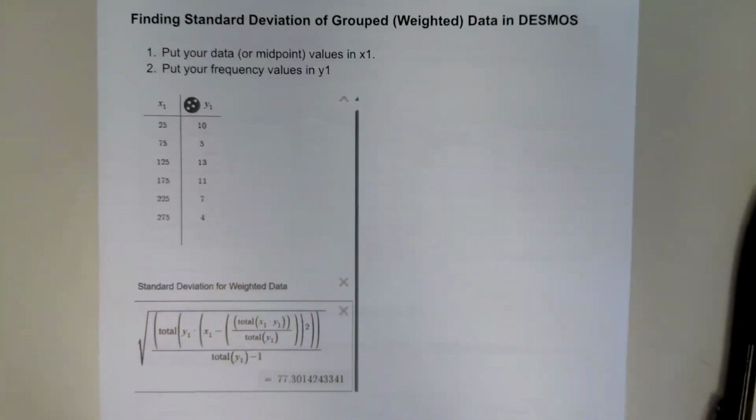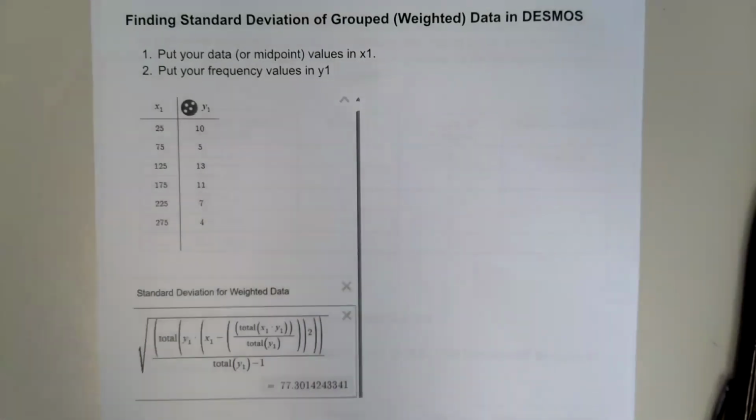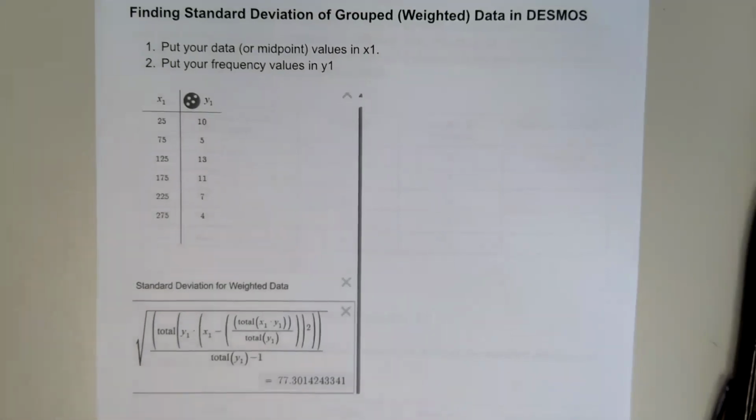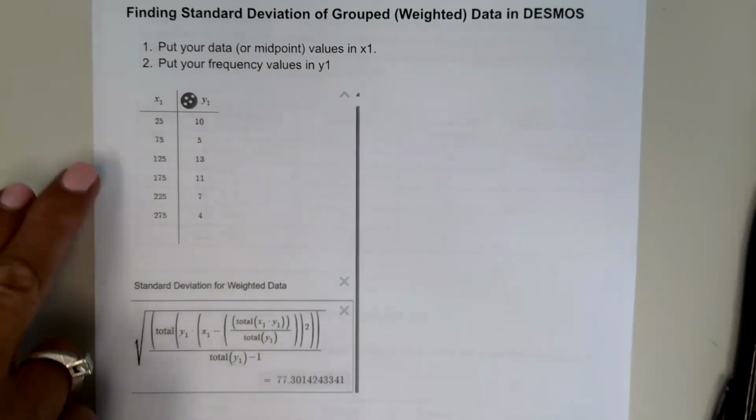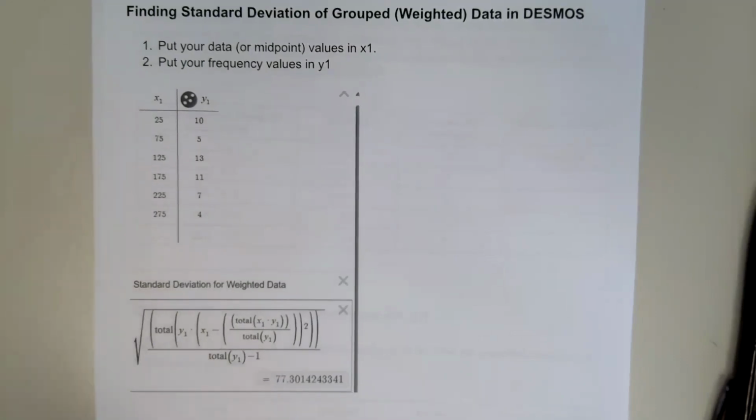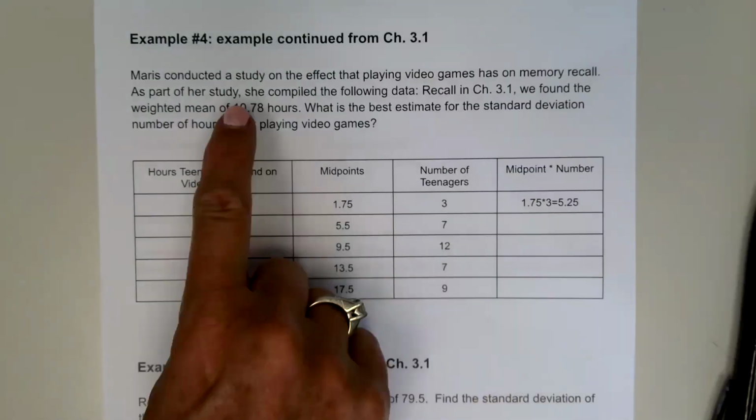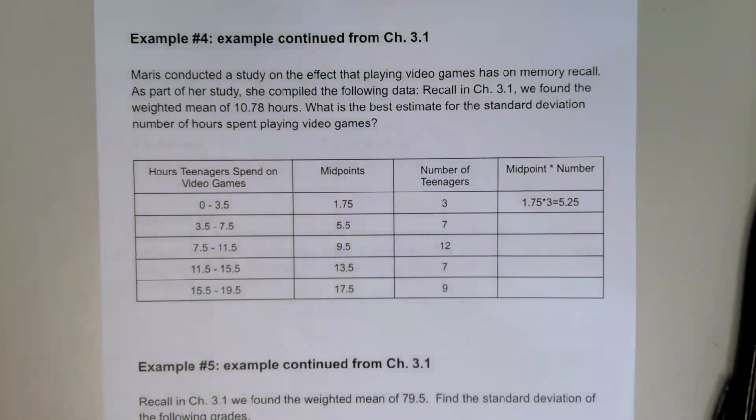So if we go to Canvas and click on my Desmos link, anytime you're using my Desmos links, just save them in your own Desmos account, because then you've got them to use whenever you need them. And so just make sure you're changing the X1, Y1 to whatever table reference is in your data. So if we go to example 4 and 5 here, we can go back to the data that we looked at as far as the hours that teenagers spend on video games.